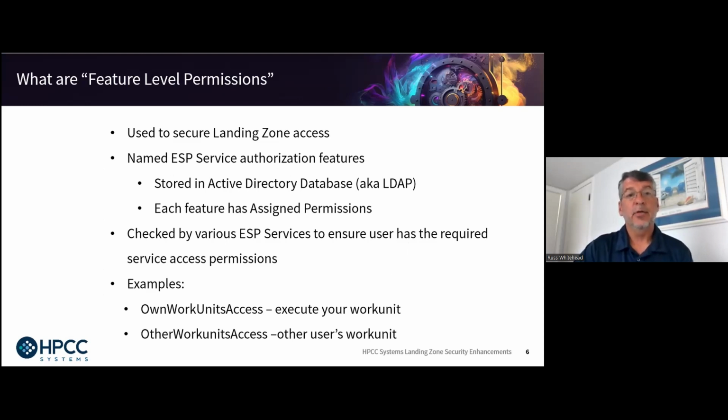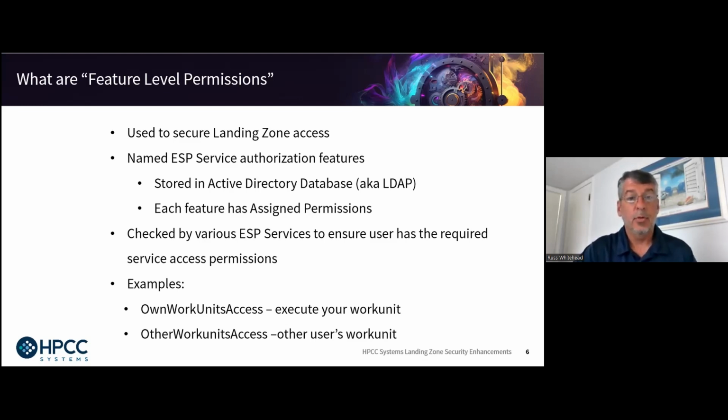So I discussed the legacy feature level permissions, and now I want to explain in more detail what those are. Their purpose as it relates to a landing zone is to secure access to the landing zone. A feature level permission in general is a named service that is stored in an active directory database, also known as LDAP. Each of these features has permissions assigned to it, also stored in LDAP. Now, the ESP services check these named features before they let you access and execute features within their services.